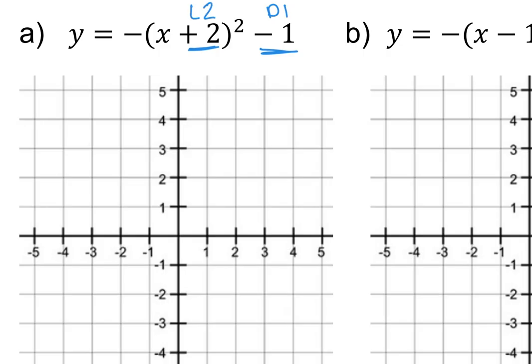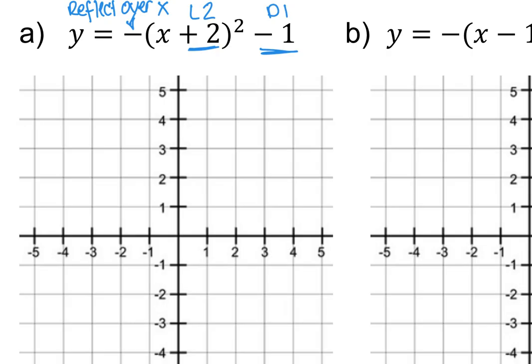Left 2. And then this negative tells us to reflect over x. So let's write this down. Reflect over x. Now it's important to write this down because on your test, it's going to ask you to say what transformations you made. Okay, so get used to writing it down because you're going to have to write this down on the test.